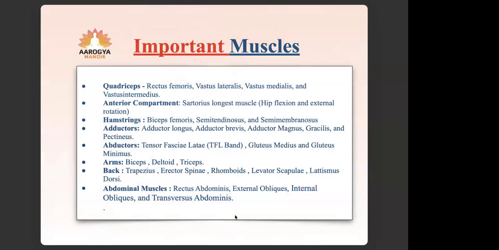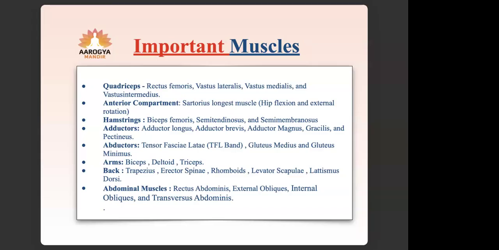Before we start, let us know the important muscles which you will come across while you are dealing with the forward bending postures. The group one is called the quadriceps, which you are well aware of. It is in the front of the thigh and it has four muscles: rectus femoris, vastus lateralis, vastus medialis, and vastus intermedius. Then coming to the second group, which is called the hamstring, which is in the back of the thigh. It has three important muscles: the biceps femoris, semitendinosus, and semimembranosus.